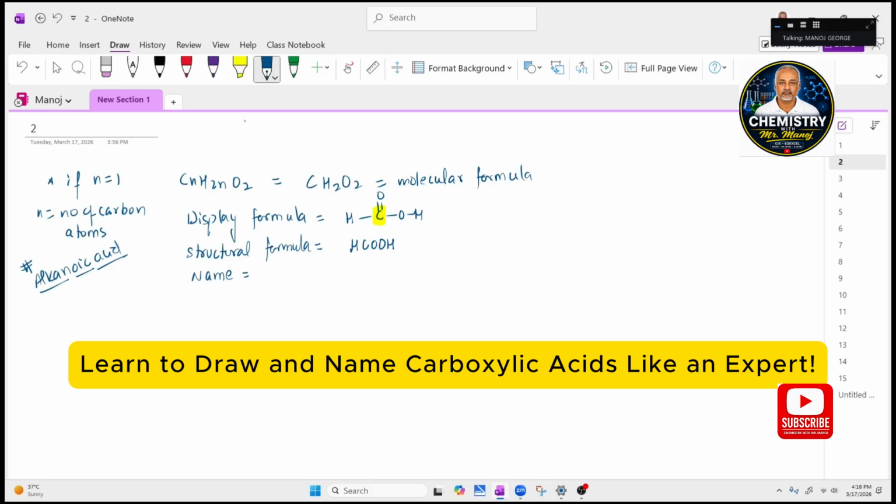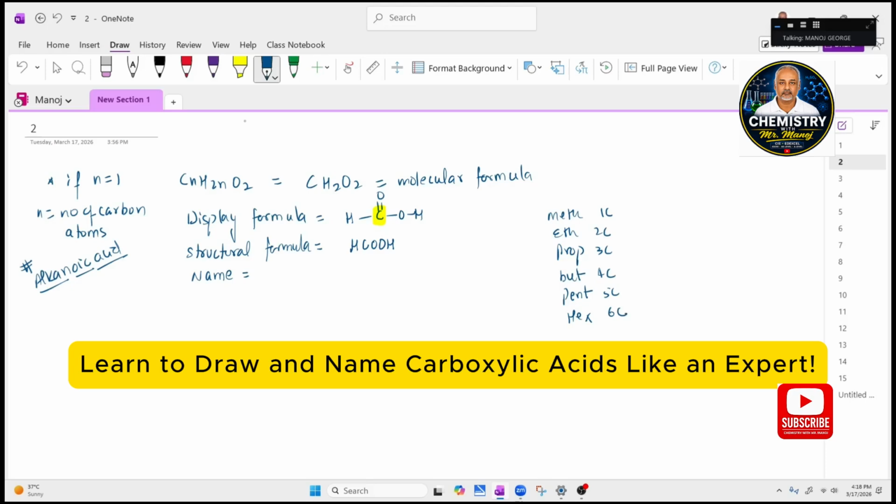So remember meth, eth, prop, but, pent, hex. You should never forget these. That's one carbon, two carbon, three carbon, four carbon, five carbon, and six carbon. All the time you must always remember this.